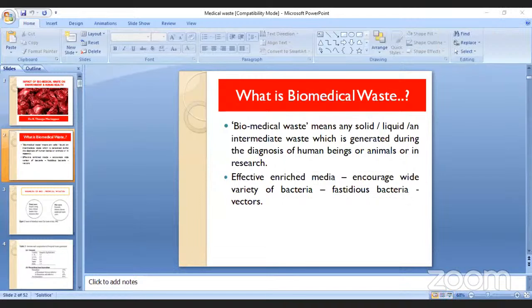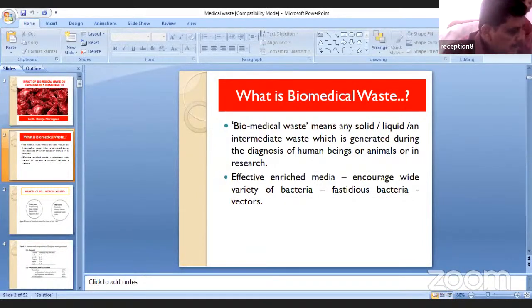Okay. The persons who have presented before me have given enough information on biomedical waste, so I don't want to give you any more introduction on the same topic again. We are just going to see the outline of biomedical waste, which contains solid, liquid or intermediate waste generated during diagnosis of human beings or animals or in research centers, as you already know.